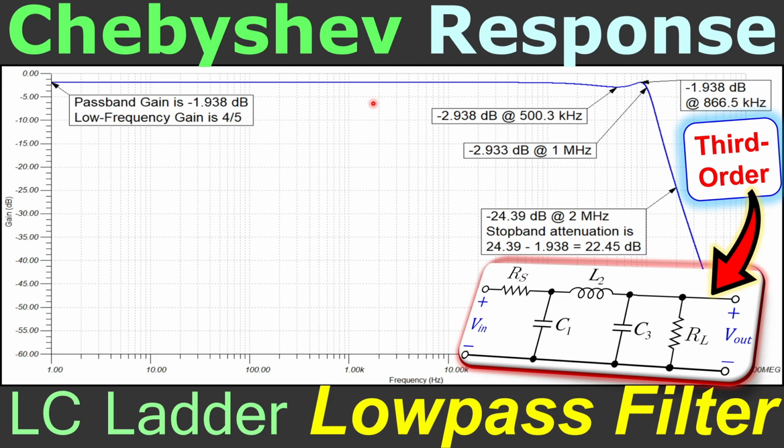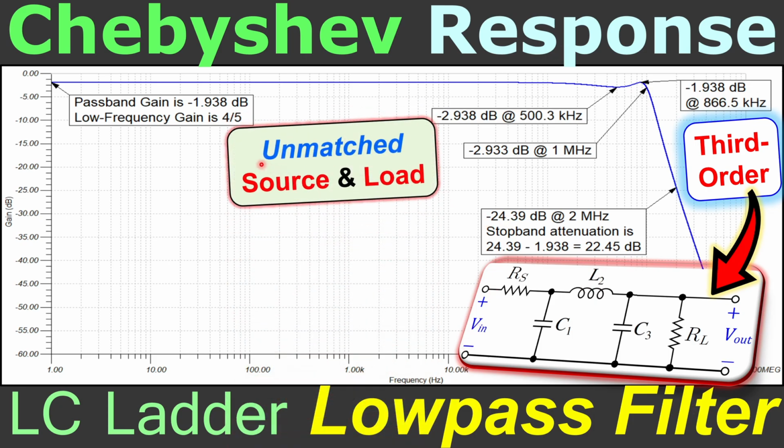Welcome to a new video about LC ladder filter design. This is an example about a Chebyshev response where we design a low pass filter. We will specifically look at the situation where we have an unmatched source load configuration.